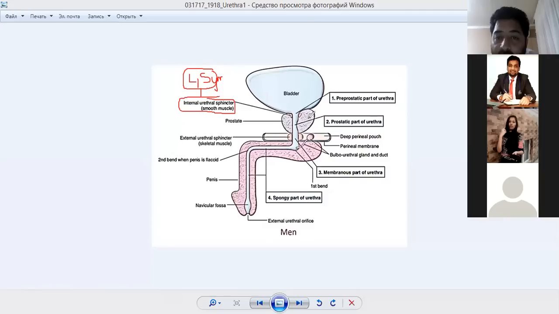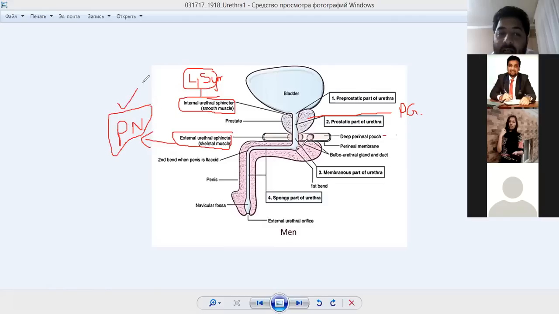This is our prostate gland. Okay, this is your deep perineal pouch, which is formed by, see here, the external urethral sphincter. See here, it is skeletal muscle. Skeletal muscle means it is under your will. It means it is innervated by the pudendal nerve. What was the root value of the pudendal nerve? S2, S3, S4.